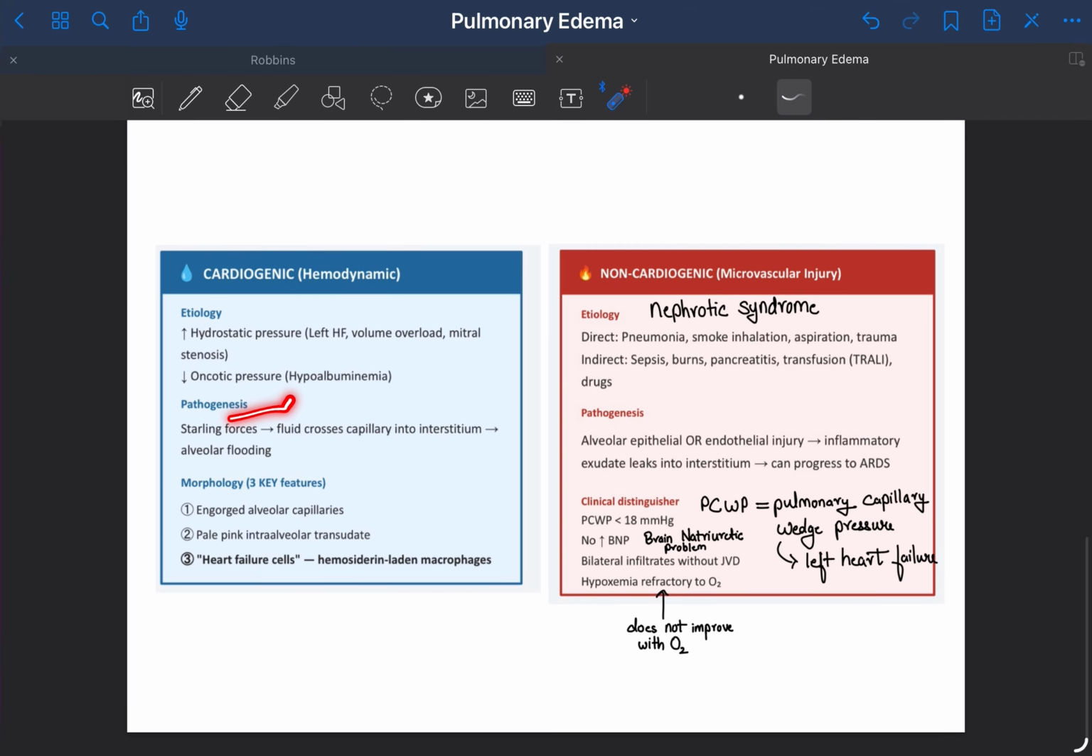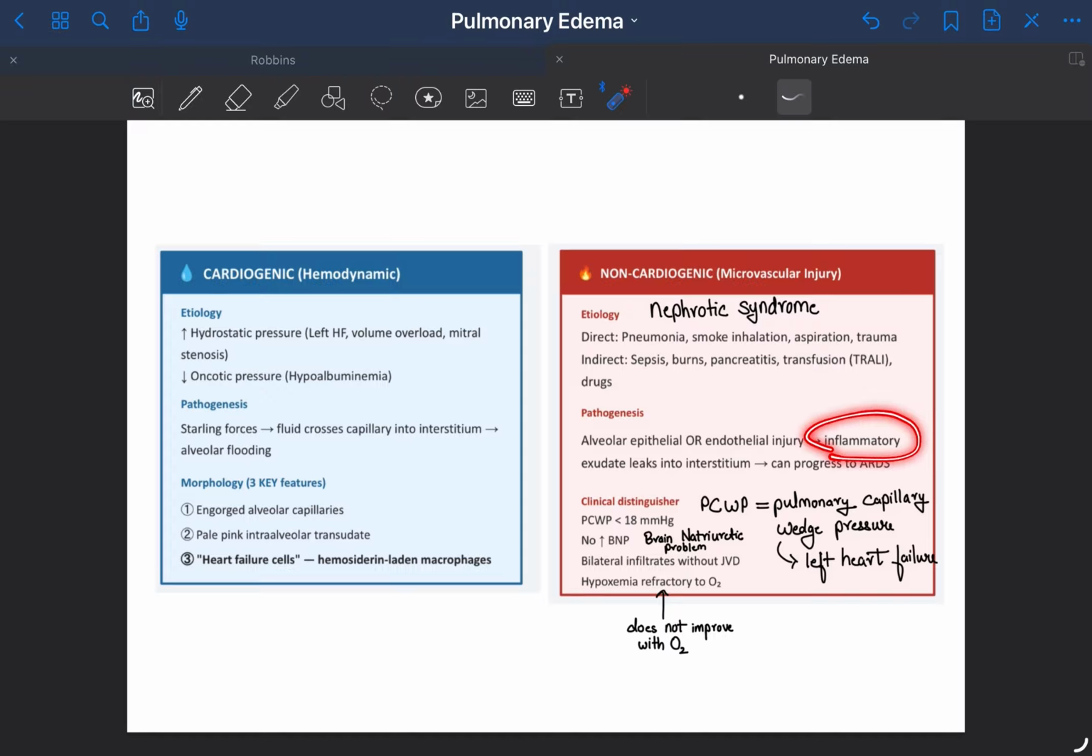Now, pathogenesis, as I had explained, there are Starling forces, that is, the pressure is built up, and because of that the fluid is pushed into the alveoli. Fluid crosses the capillary into the interstitium and causes alveolar flooding. The morphology to see over here is engorged alveolar capillaries, pale pink intra-alveolar transudate, and heart failure cells that are hemosiderin-laden macrophages.